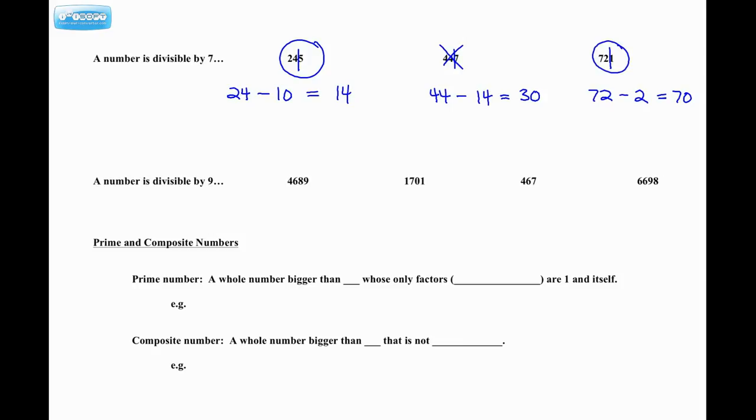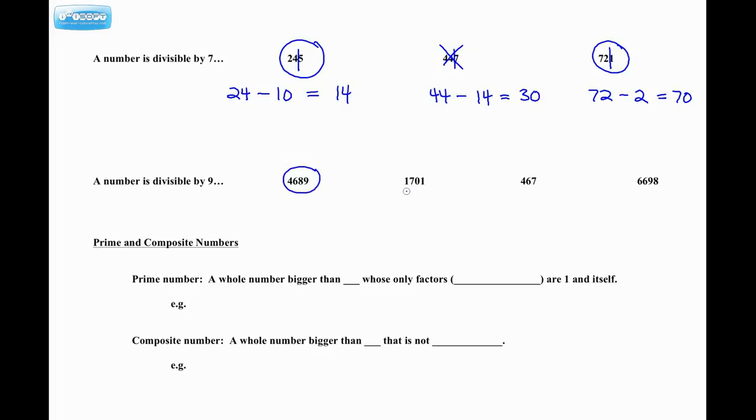All right, the last number on the list is a number divisible by 9. Okay. Well, this test works exactly the same way as the test that we used for 3. So we take all of the digits, add them up, and then see if that result is divisible by 9 as well. So 4 plus 6 is 10, plus 8 is 18, plus 9 is 27. Okay. Well, 9 does divide 27. Okay. So that works.